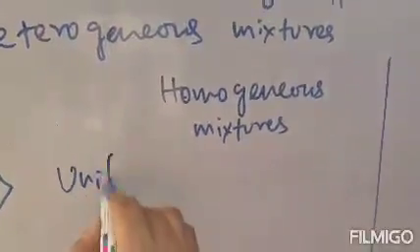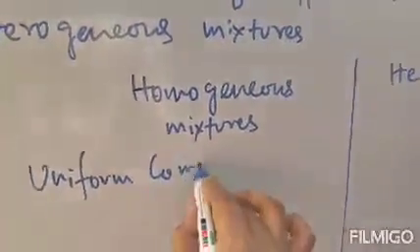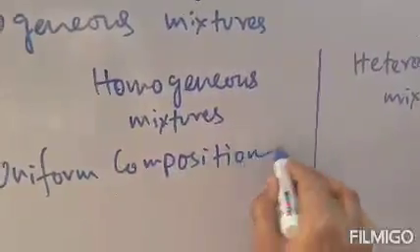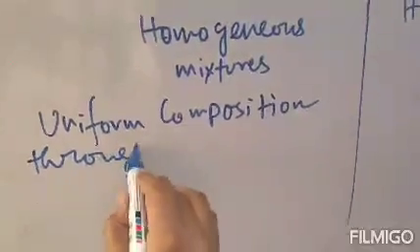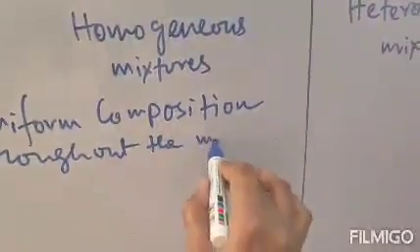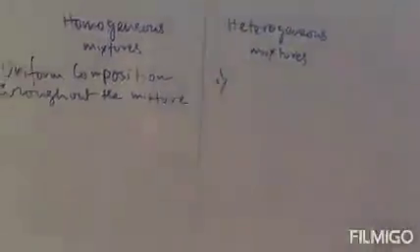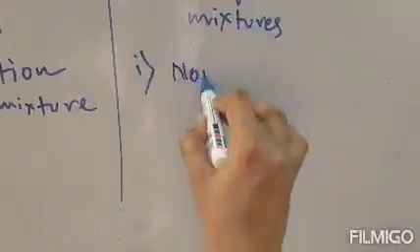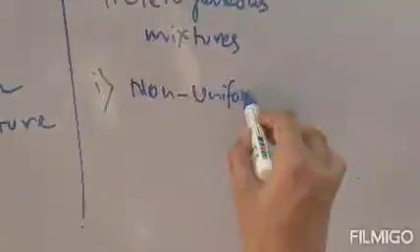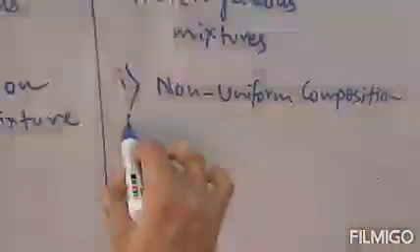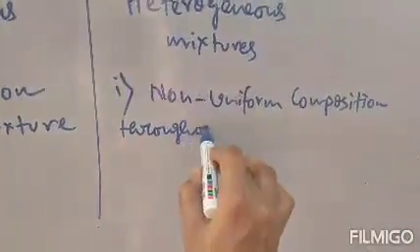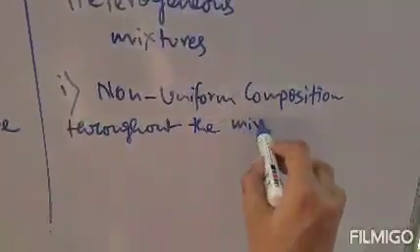So the first point is uniform composition throughout the mixture. And in case of a heterogeneous mixture, its composition is non-uniform throughout the mixture. Clear?